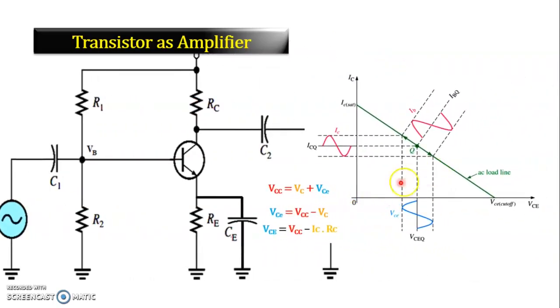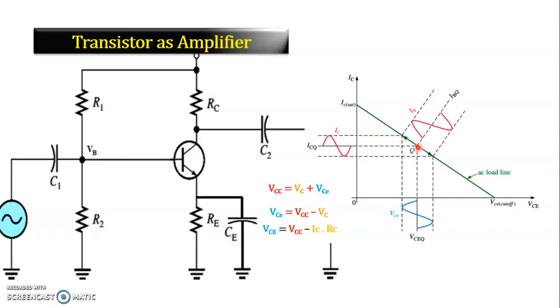In this graph, VCE is on the x-axis, IC is taken on the y-axis, and this is the saturation point, this is the cutoff point. When the input signal is absent, the position of Q is at the center because we have biased this transistor in the active region. So the Q point is at the center of the load line. When the Q point is at the center of this line, we can think the IB current is at this level, VCE is at this point, and IC is here.